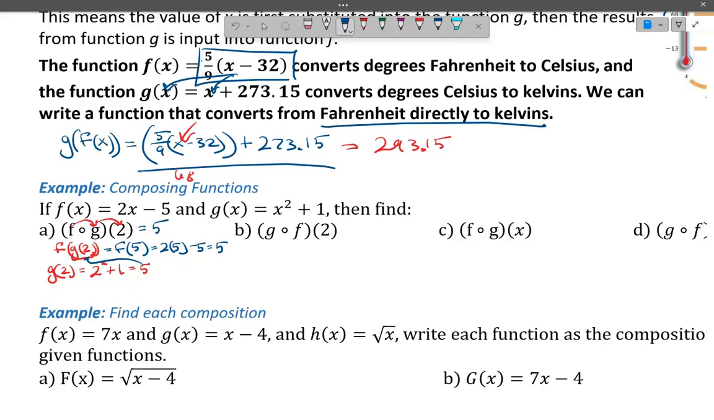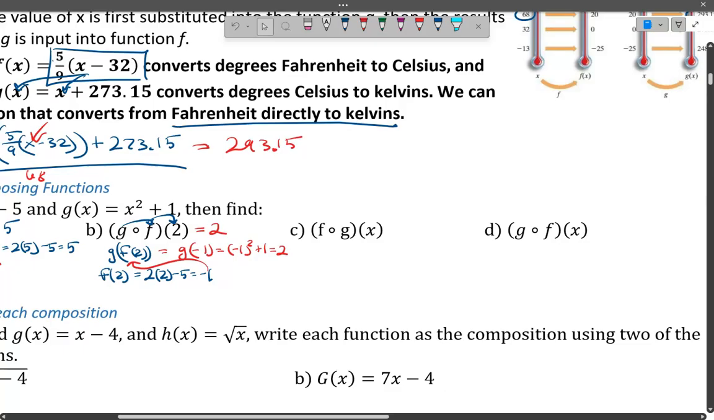Now, the order of this operation matters. If I want to evaluate g of f of 2, that means that g depends on f and f depends on 2. So we need to evaluate f of 2 first. So we take f of 2, we substitute it in. 2 times 2 minus 5 gives us negative 1. Now what we can do is substitute negative 1 back in for f of 2. So we end up getting g of negative 1. So we evaluate g of negative 1 and we get a value of 2. So g of f of 2 equals 2.